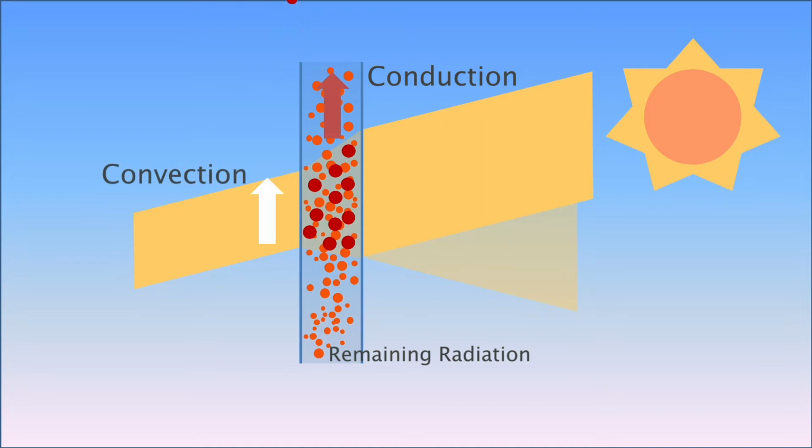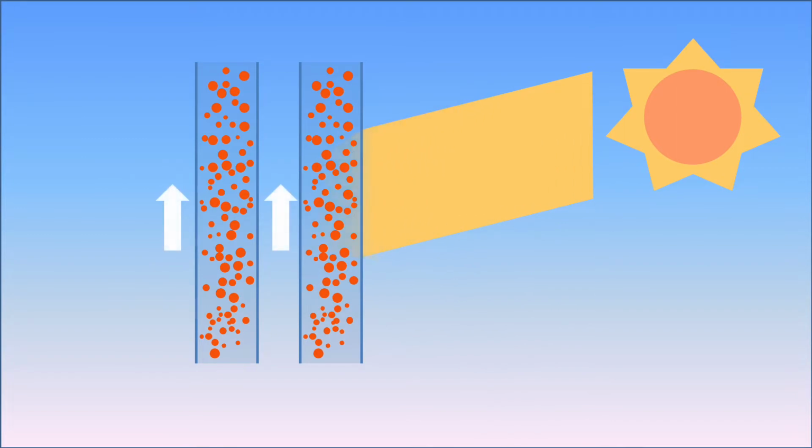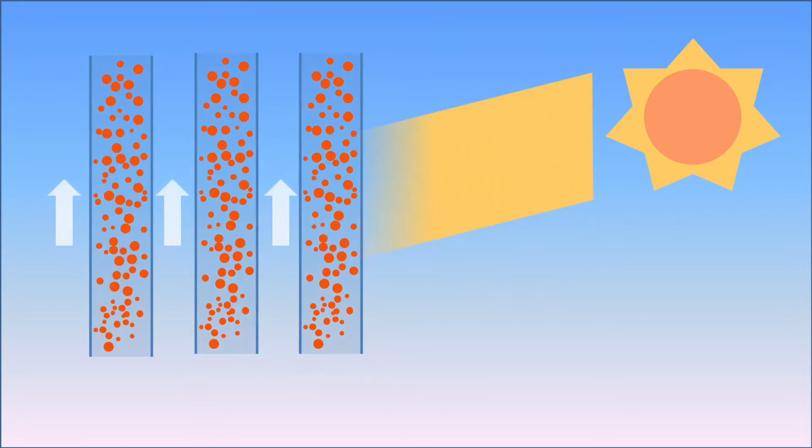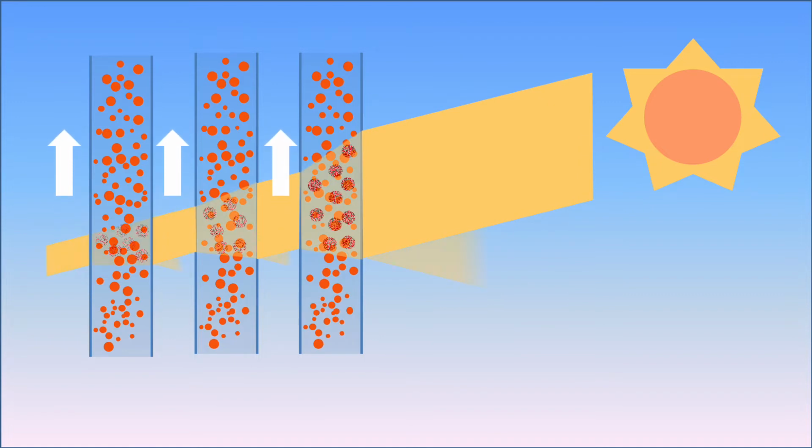We call this convection. In double glazing, radiation passes through to a second layer of glazing, and the whole process is repeated, with more radiation being absorbed and less passing through into the room. Similarly, with triple glazing, the process is repeated yet again, with a further reduction in the radiation passing through into the home.